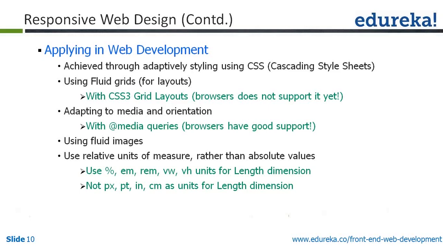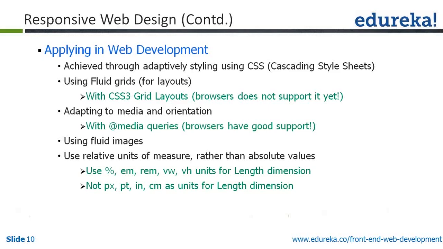And another technique you can use to make your site responsive is to use relative units of measure rather than absolute values. So whenever you have to specify a length unit, something related to length dimension, you need to specify the units using percentages, rem, which is root em or relative em, vw, which is viewport width, and vh, viewport height. These are a few units you should use for getting the responsiveness of the web page.